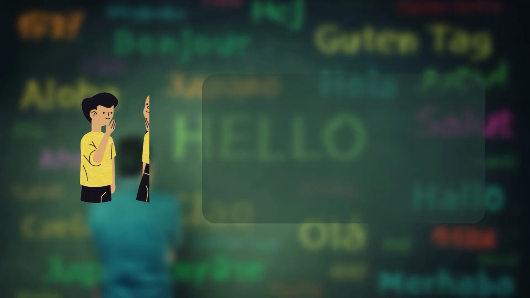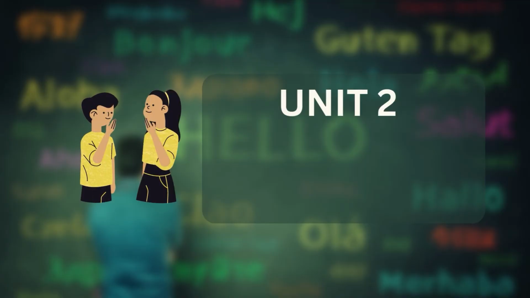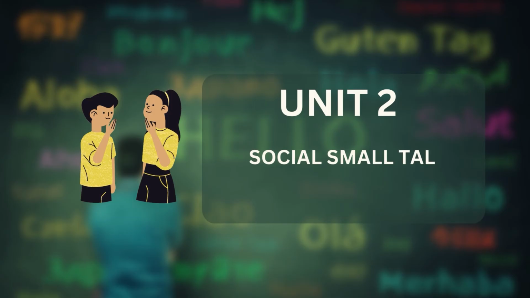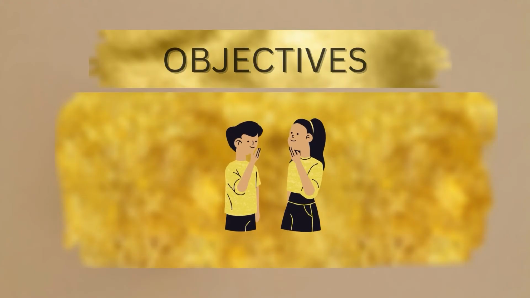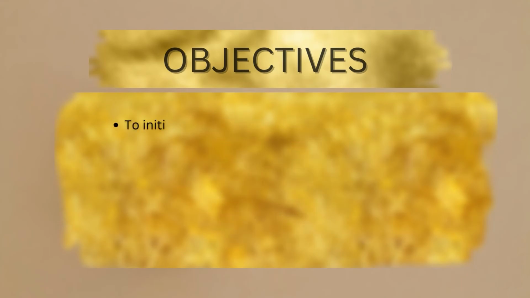Now this is the end of unit 1, and now let's look at unit 2, that is social small talk. Okay, what are the objectives of social small talk? One, it is to initiate and sustain a conversation, right? So we need to sustain it.